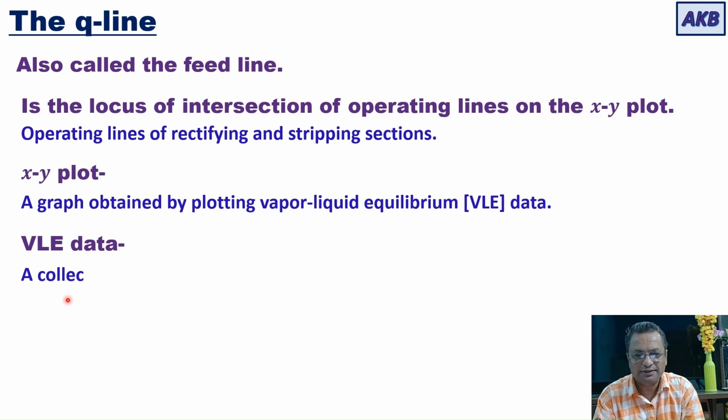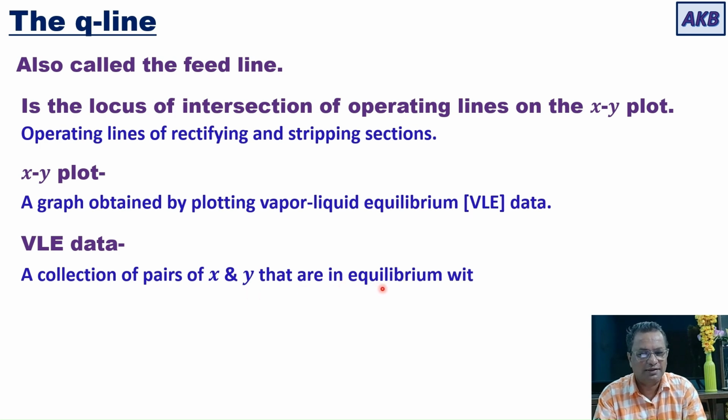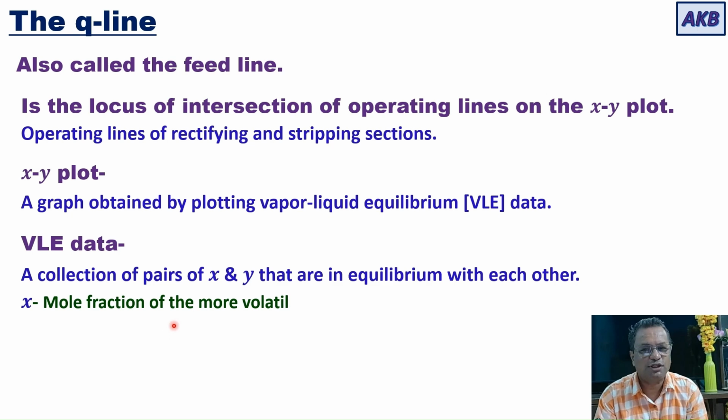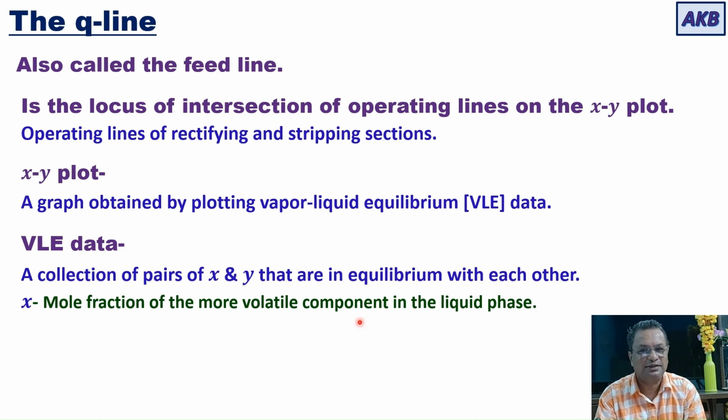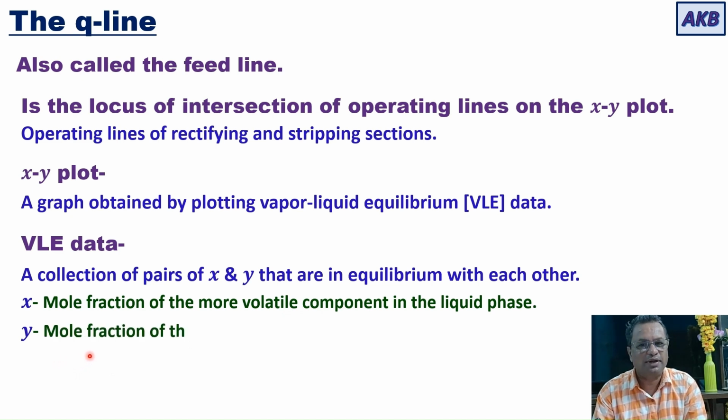What is VLE data? VLE data is nothing but a collection of pairs of x and y that are in equilibrium with each other. What is x? x is the mole fraction of the more volatile component in the liquid phase. The more volatile component is a component which has a lower boiling point and higher vapor pressure. And y, what is y? y is the mole fraction of the more volatile component in the vapor phase.